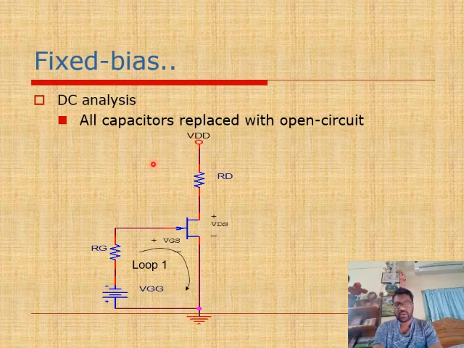Then this is the fixed bias circuit. In fixed bias circuit, we can see all the capacitors are replaced with open circuit condition, means across the output there is no capacitor, and only the resistive elements RD and RG are present along with the supplies, that is VDD and VGG, and in the same configuration, that is VGG is connected in reverse condition, and VDD is connected in forward. Plus is connected to drain and minus is connected to source.